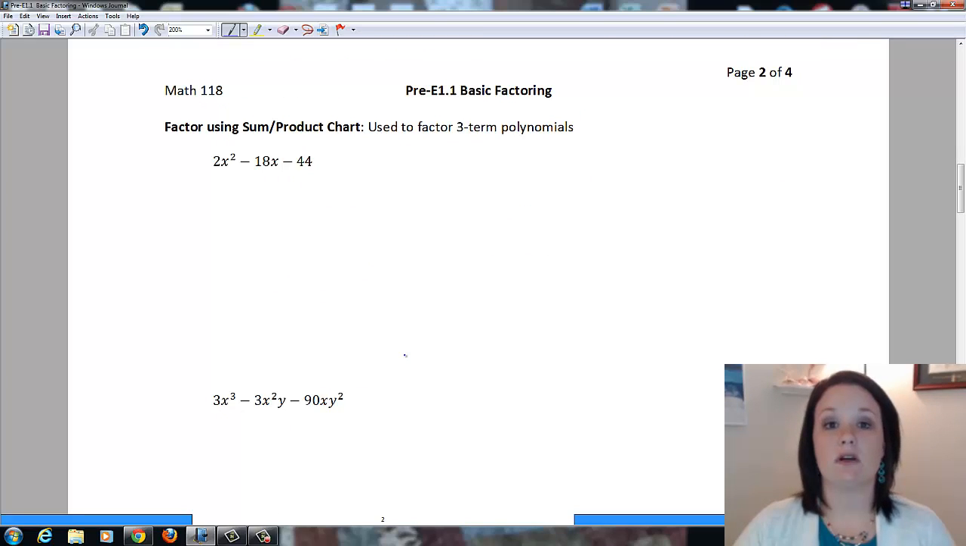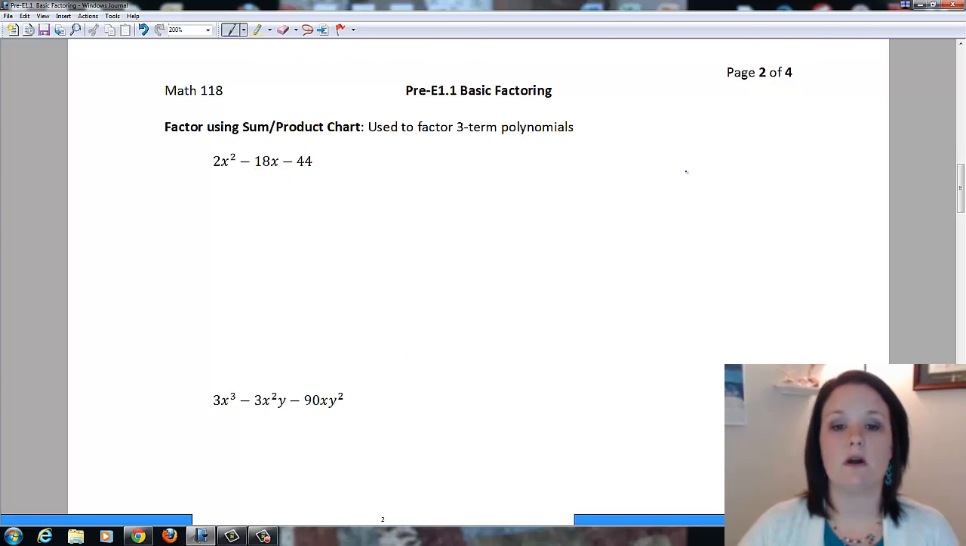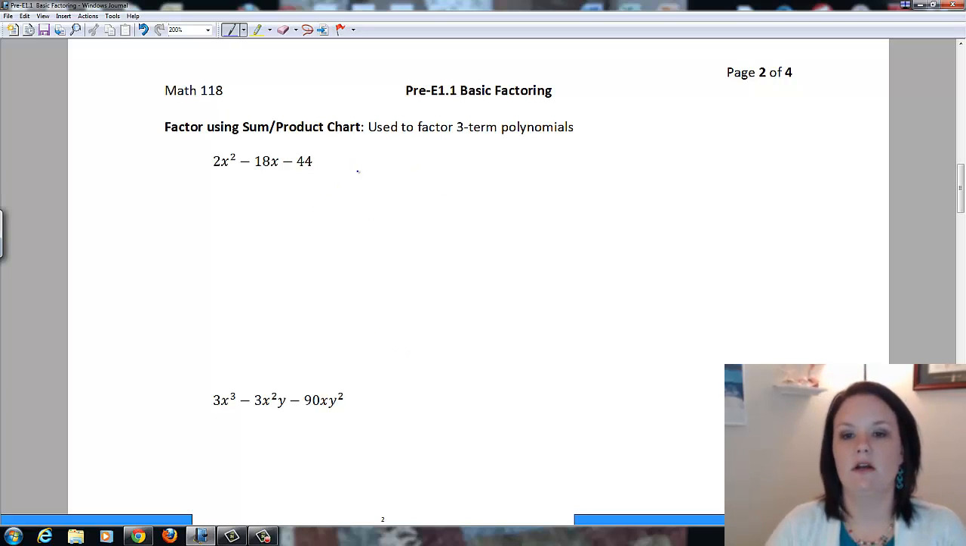We always want to start off by looking for a greatest common factor, just like before. So here, if I look for a greatest common factor, notice they're all divisible by 2. So I'm going to go ahead and take that 2 off. When I factor that 2 out, I'm left with x squared minus 9x minus 22.